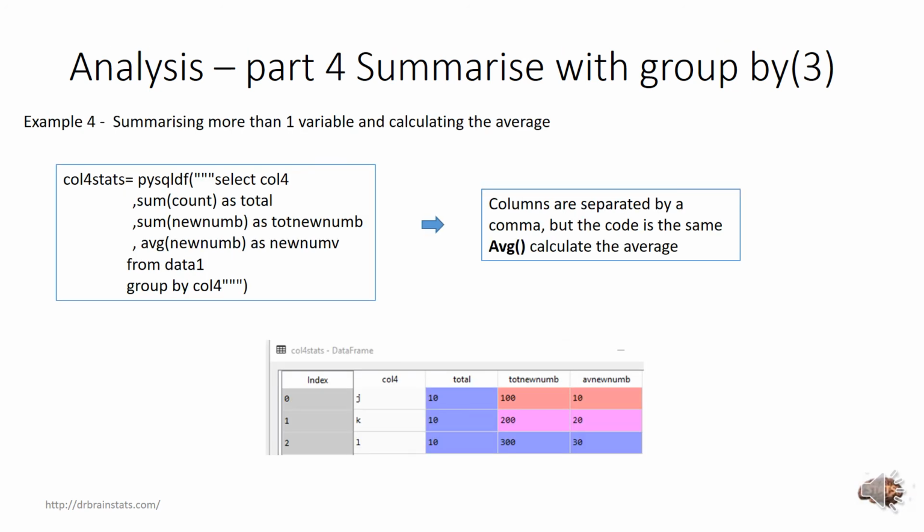In our final example of analysis, we're going to show that you can summarize more than one variable and calculate the average. We can use col4 as our group by. You can see we've got our sum count, which you'd be familiar with. Sum new num, very familiar again. Our new command here is avg, open bracket, close bracket, and this tells it to calculate the average, and results are shown here.